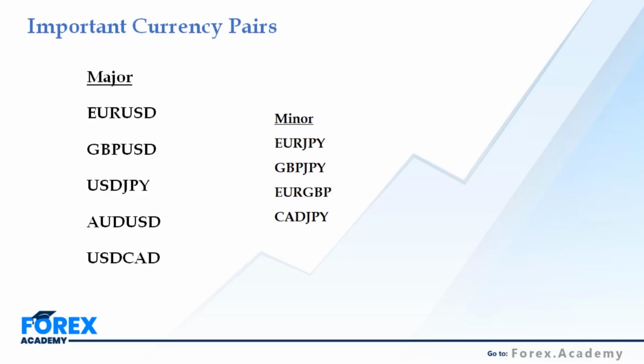Lastly, guys, my most favorite currency pairs, which are very volatile and whose average daily movement is around 100 pips or even more. These currency pairs are from the majors: Euro USD, GBP USD, USD JPY, Australian dollar and USD, and Canadian dollar. And in the minors, that is Euro JPY, GBP JPY, Euro GBP, and Canadian dollar and Japanese yen.